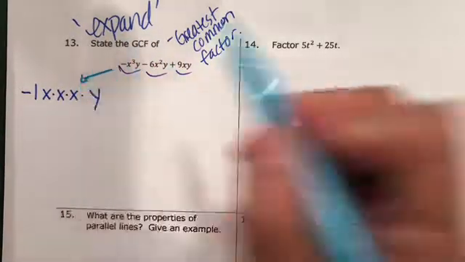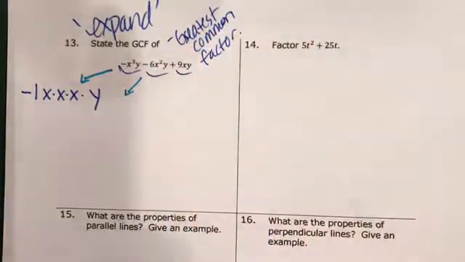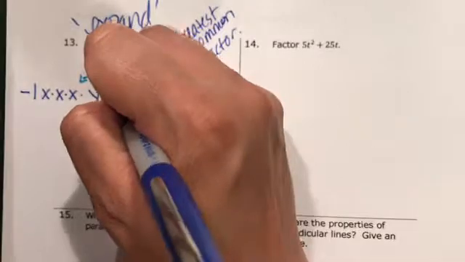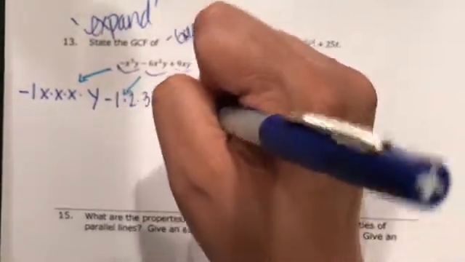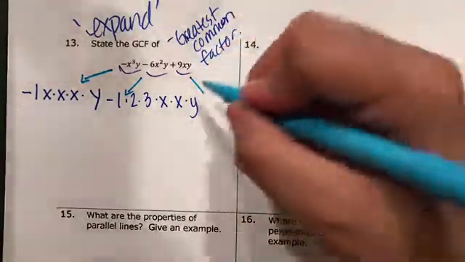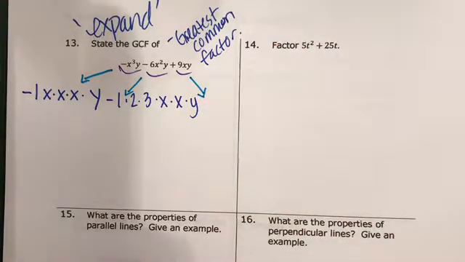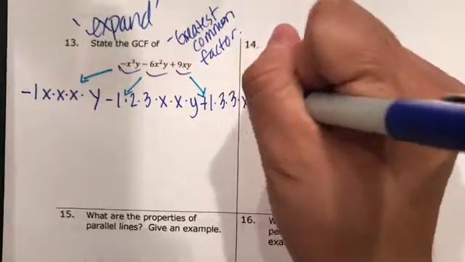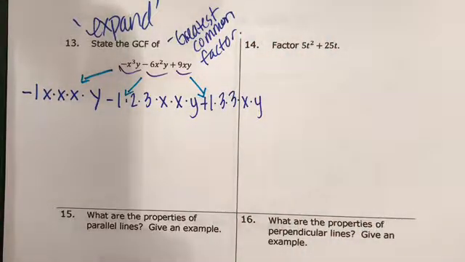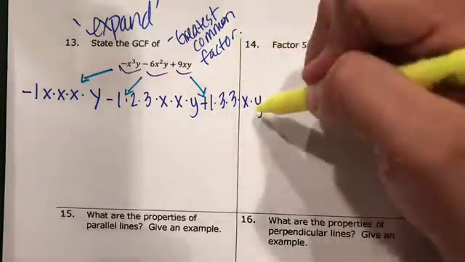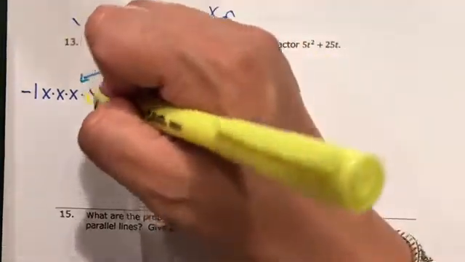So that went there. The second one, I'm going to bring down the negative. So that's going to be a negative 1 times 2 times 3 times x times y. And then my last one, this one's a little bit tricky, is going to be positive 1 times 3 times 3 times x times y. It's going over into the other problem. That's fine. So they all have in common a y.